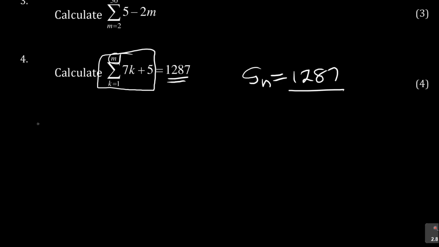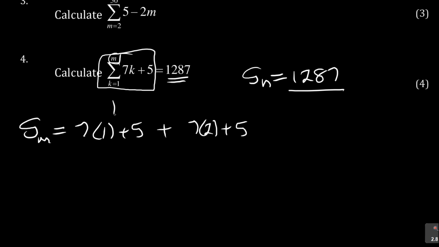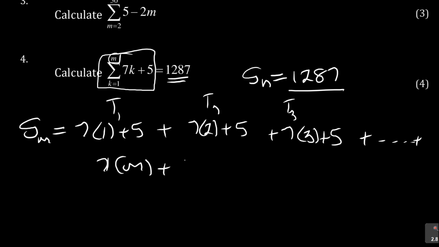You evaluate it like what you did previously. Since the end is m, the sum of m terms, you start with 1. When k is 1, it's 7 times 1 plus 5, plus 7 times 2 plus 5. This is your term 1, this is your term 2. Our term 3, it's plus, because we're adding now. It's not a sequence, remember, this is a series. 7 times 3 plus 5, plus, this will continue, plus the last term, which is 7 times k becomes m, plus 5. You see now where it's happening. Then you can continue now.